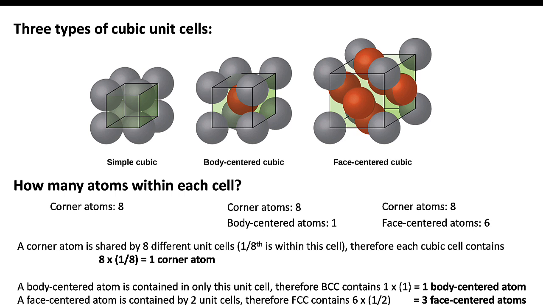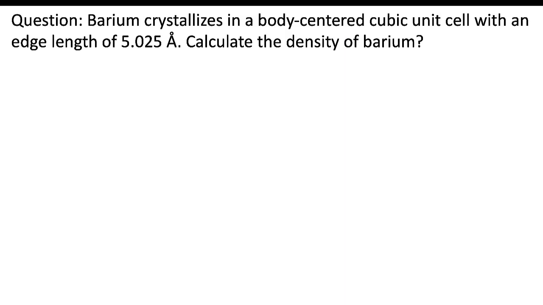And therefore, what we can see is that the simple cubic contains 1 atom, the body-centered cubic contains 2, a corner and a body-centered, and the face-centered actually contains 4, 1 corner atom and 3 face-centered atoms.